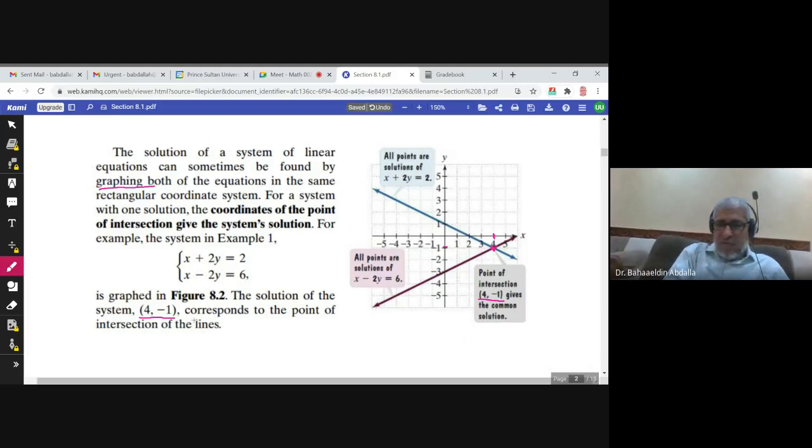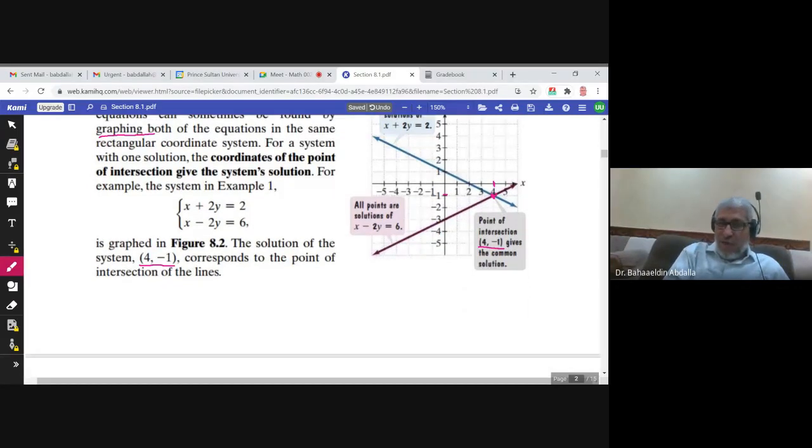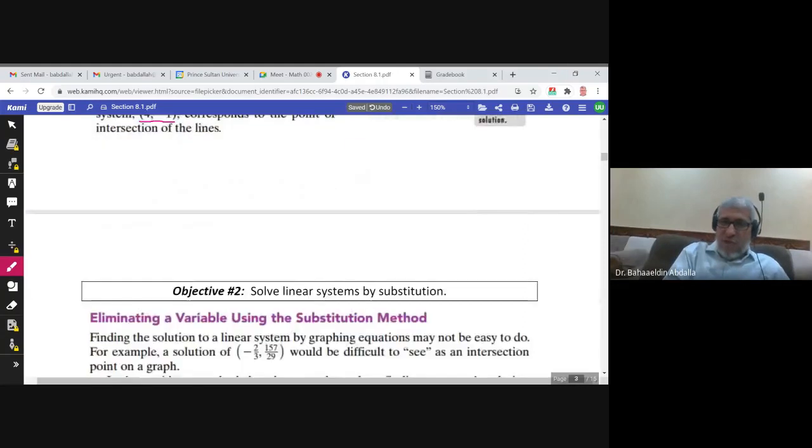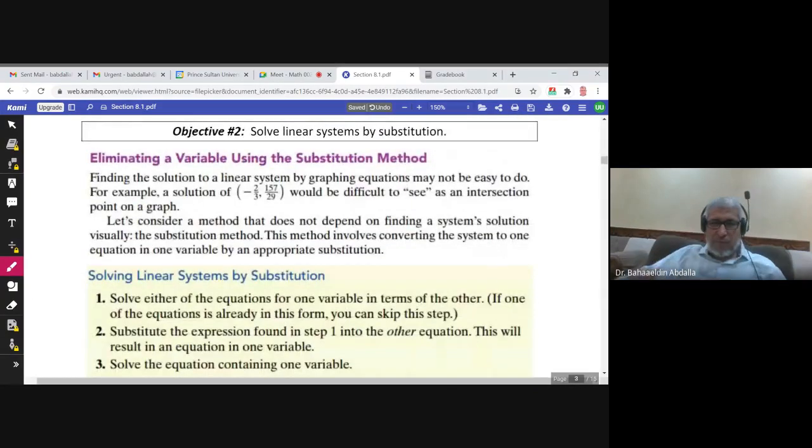So sometimes you can find the solution by graphing. Anyway, the solution of the system will always be the point of intersection between the two lines. Now, the first method we are going to learn to solve linear systems is substitution. We will eliminate one of the variables using the substitution method.